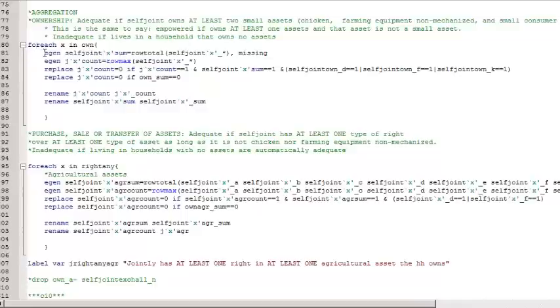First, we create the indicator self-joint own sum. Self-joint own sum gives me the total number of types of assets that the individual owns. Remember that we created the aggregate own sum, which gives me the total number of types of assets that the household owns. Here we are not looking at the household, but at the individual, at the number of assets, of the 14 types of assets listed, that the individual actually owns, at least jointly.